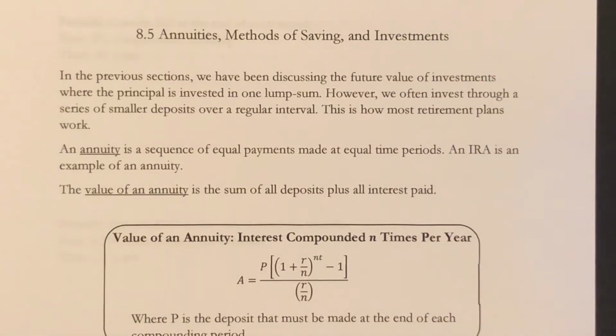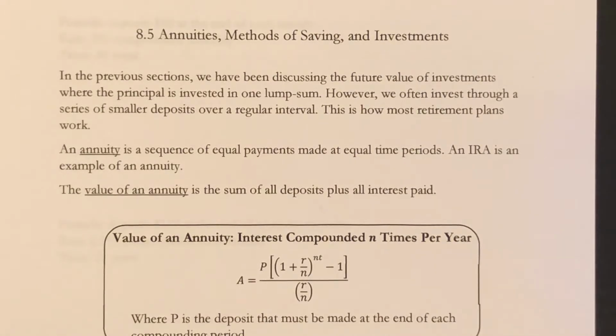8.5, Annuities, Methods of Saving, and Investments. In the previous sections, we were discussing the future value of investments where the principal is invested in one lump sum, so all at once. However, we often invest with a series of smaller deposits over a regular interval.